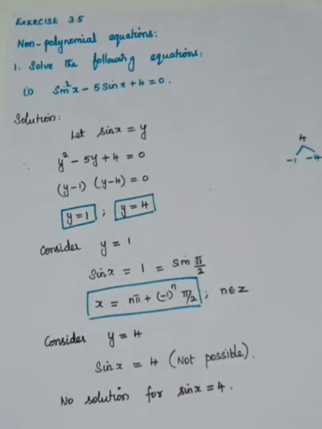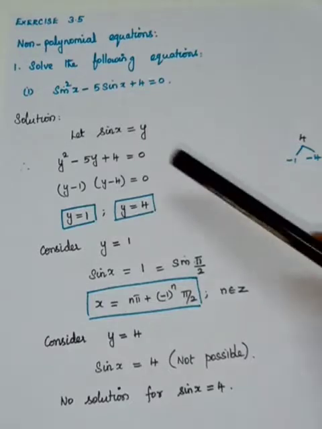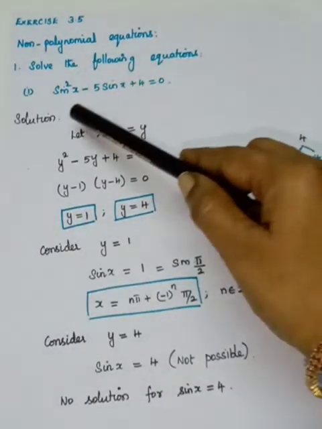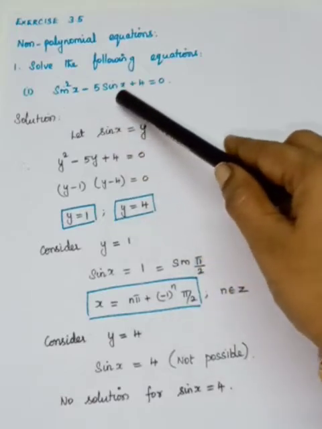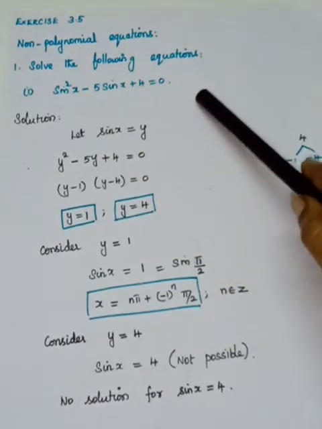Good morning, students. Today we are going to solve the non-polynomial equations. So exercise 3.5, first subdivision. Solve the following equation: sin squared x minus 5 sin x plus 4 is equal to 0.